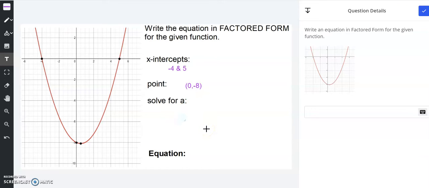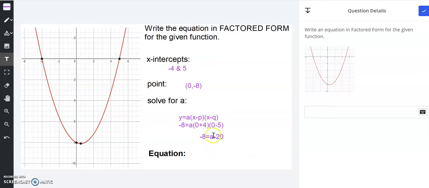We need to solve for a. So this is the equation, y equals a times x minus p, times x minus q. So our y is negative 8. Our a is unknown. Our x value is 0, minus negative 4, which is positive 4. And then 0 again, minus 5. So solving, we get 4 and negative 5. 4 times negative 5 is equal to negative 20, that's times a, and that's equal to negative 8.